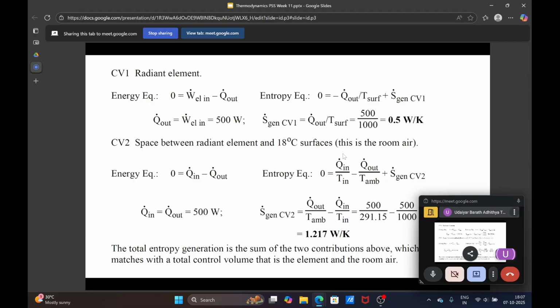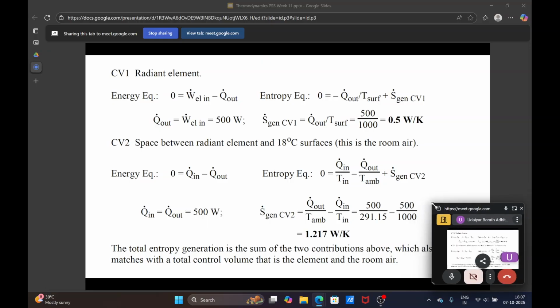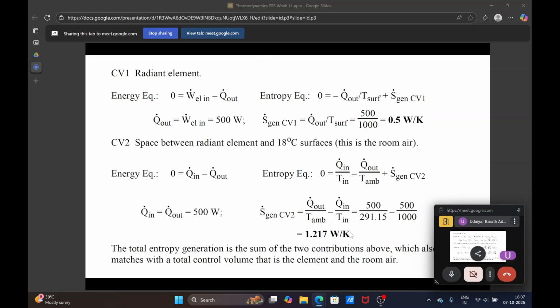So what we have now is, entropy generated in the ambient air is q out by T ambient minus q in by T in. So you have q both same, so it's 500 by 291.15 minus 500 by 1000, which gives you 1.217 watt per Kelvin. So the total entropy generation is the sum of these two, both the radiant element and the ambient. So that comes out to be 1.717.